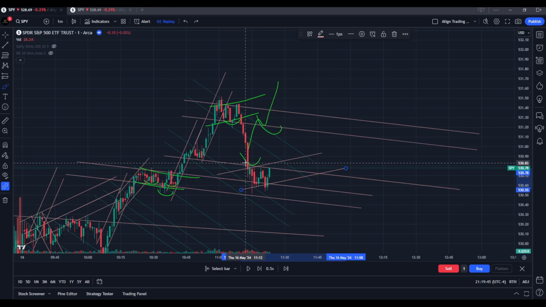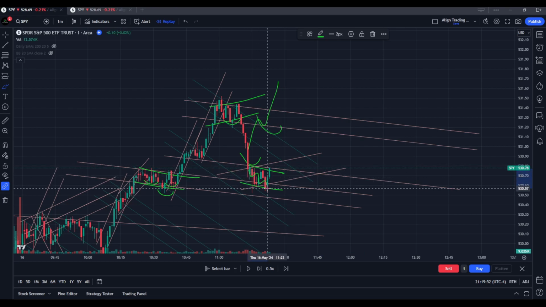Okay, right here, I am starting to see some tapering. You see it right there. This tapering algo, we are possibly looking like we want to move higher unless we see that head and shoulder like that.